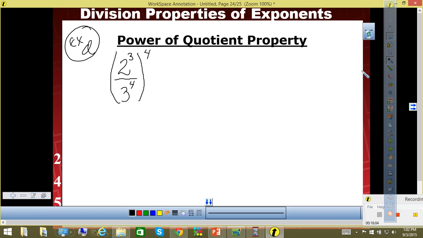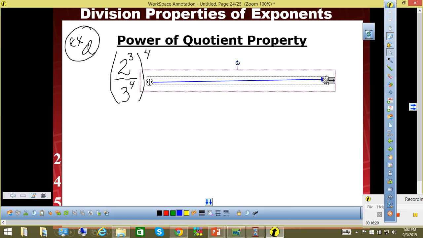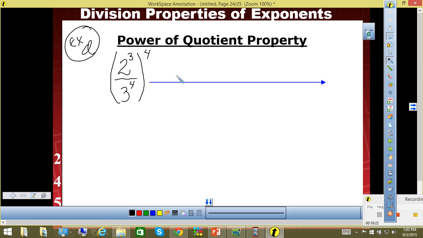Pens down, eyes up here. So here goes the rule. That line's kind of crooked, isn't it? Better? All right, here we go. Writing utensils down, pay attention please. Here we go.